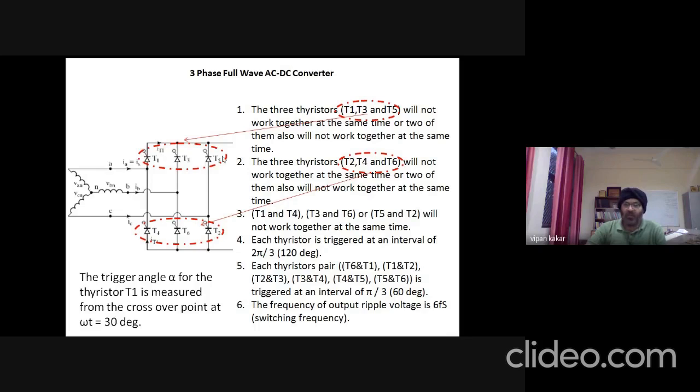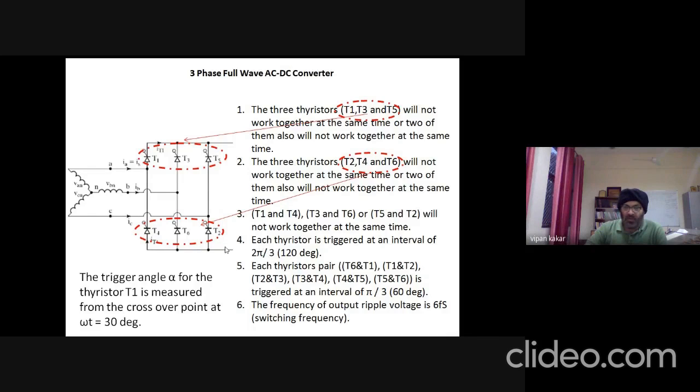Even 2 thyristors of the group should not conduct at the same time, again a short circuit will happen. Second condition, the bottom group T2, T4, and T6 should not conduct simultaneously, and even 2 of them are not allowed to work simultaneously. Third condition, T1 and T4, or T3 and T6, or T5 and T2 should not be allowed to switch together or work together. Again, a short circuit may happen.